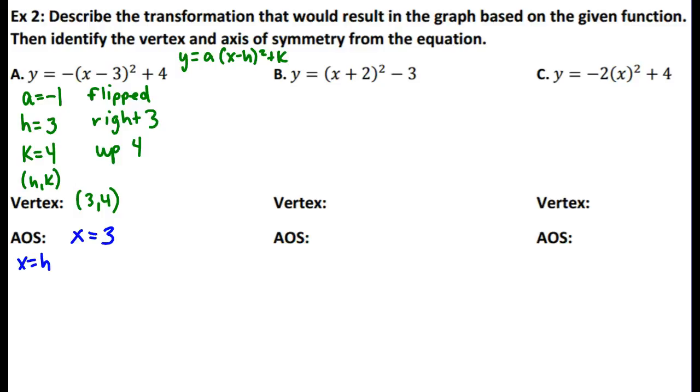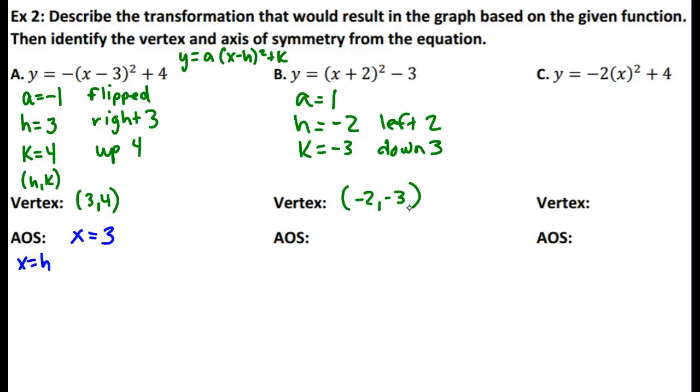In B, notice there is no a value shown, so a must be 1. So just like the parent function, my h value, in this case it's positive 2. It's supposed to be a negative, so that means if I take the opposite of that, it's going to be -2, which means it's going to be shifted left 2 units. My k value here is -3, so that means that we are shifting down 3 units. So my vertex is located at -2, -3, and my axis of symmetry is x equals h, which in this case is -2.